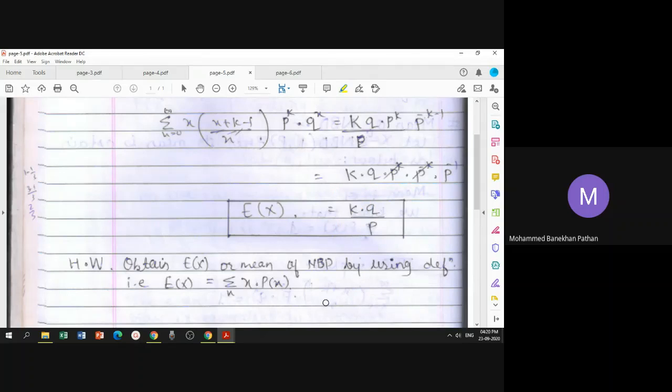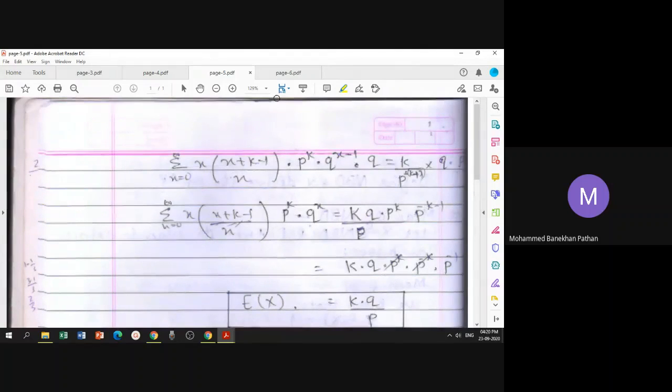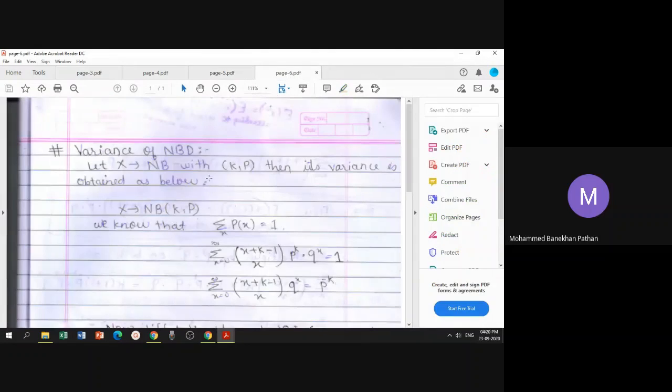So today's topic is how to develop the mean for NBD. Similarly, tomorrow we will proceed to derive the variance of NBD. Again, the derivation is not by your first definition. It is by simplifying the condition we used for the mean. So we try to develop the variance by starting with this condition.